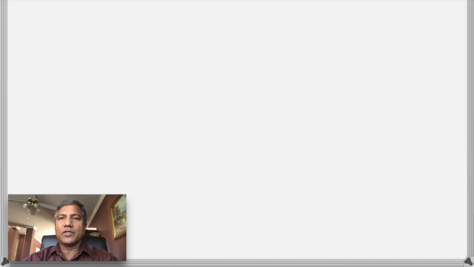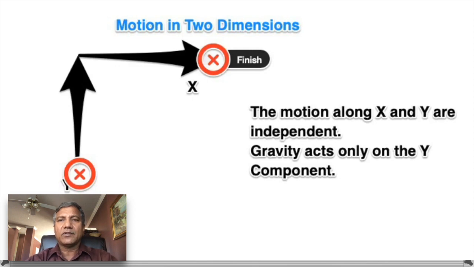This is the homework support for chapter 3, motion in two dimensions. And this is a little bit more complicated than motion in one dimension, because here you have motion both along the x-axis and the y-axis, as you can see here. So you have to treat the motion along the x-axis and the motion along the y-axis as being independent of each other.